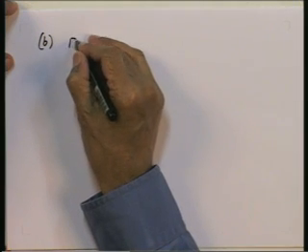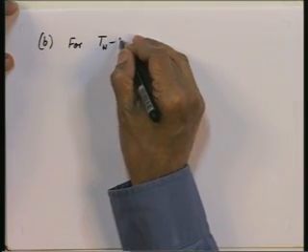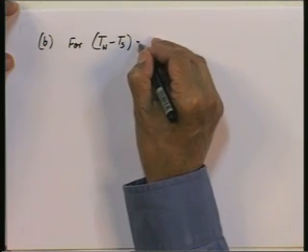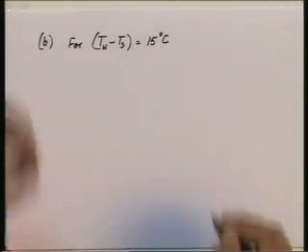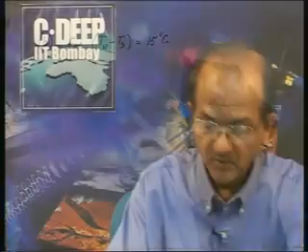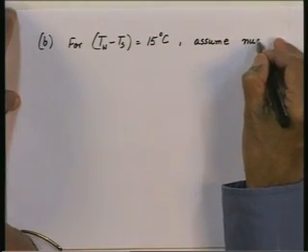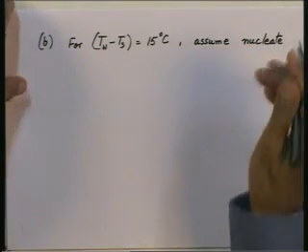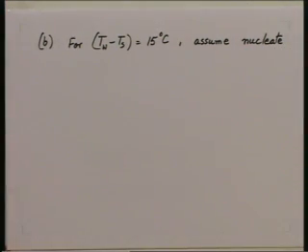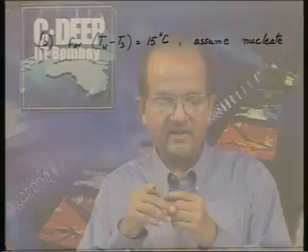Now, let us go on to the next part. The next part is calculating the Q by A for T w minus T s equal to 15 degrees. That is the second part. Quite obviously, we are now going to be in the nucleate boiling region. For this particular T w minus T s, assume nucleate boiling. Nucleate boiling usually starts at 3, 4, 5 degrees centigrade for water, may go up to 20, 25, 30 degrees for water. Assume nucleate boiling.